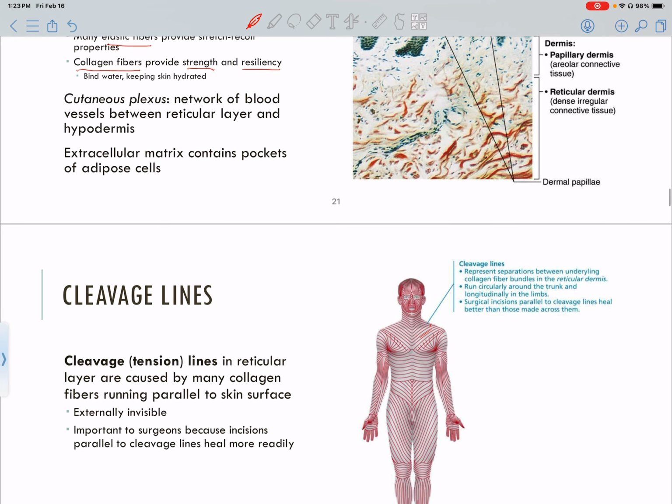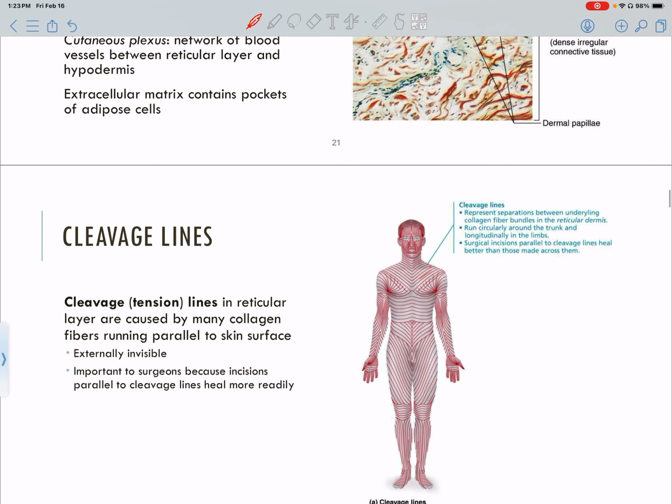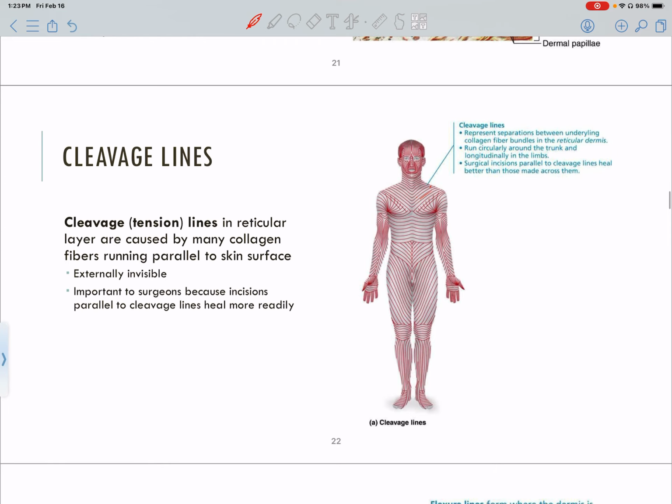So the collagen fibers are the predominant fiber when we're talking about our dermal layer. And these collagen fibers run in the directions as shown here in red. So typically they run longitudinally if we're talking about skin in our limbs. If we're talking about around our neck or a trunk area of our body, collagen fibers typically run in a circular pattern.